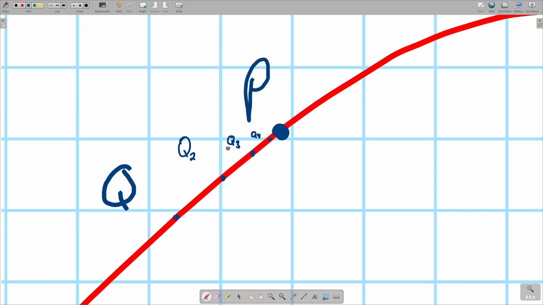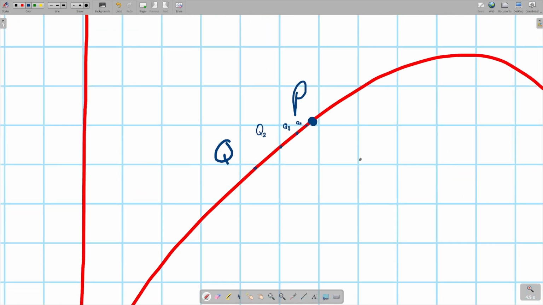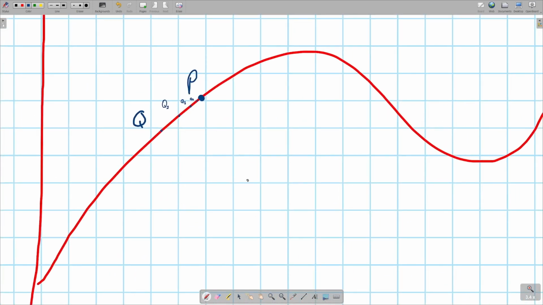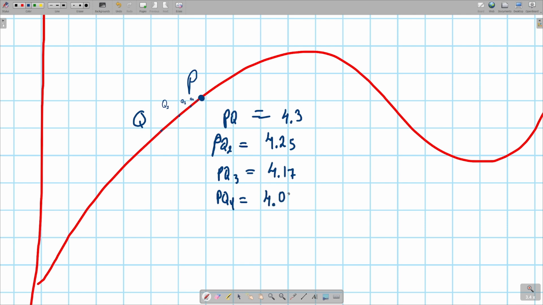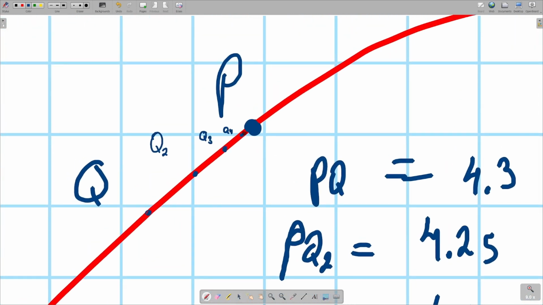Then he studied the slopes of all of these, and he put them in a table like this. PQ, the slope of that was 4.3. Then PQ2, the slope was 4.25. Then PQ3, the slope was 4.17. Then PQ4, the slope was 4.06. And he kept on drawing more points, going closer and closer. He went to Q5.